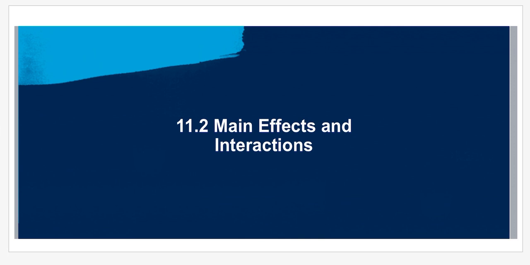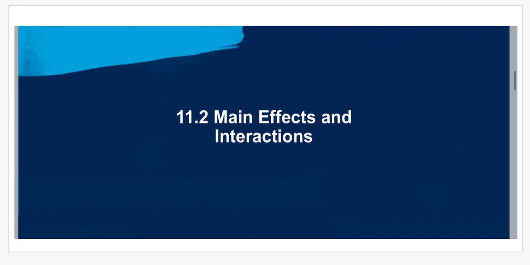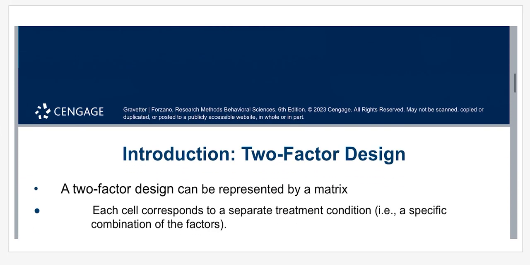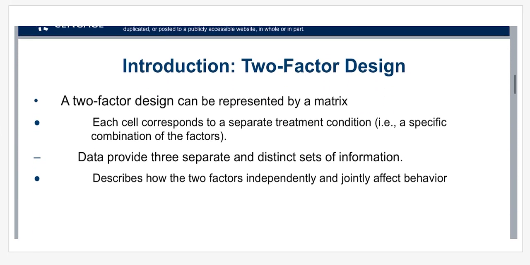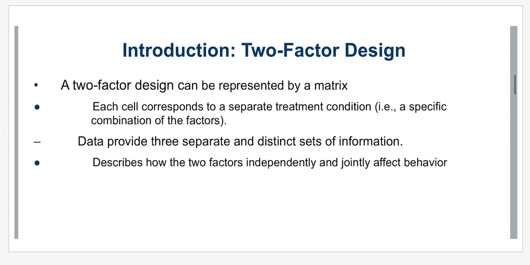And so the first simplest design we're going to discuss to help you understand the whole concept of factorial design, and specifically main effects and interactions, is a two-factor design. Remember, factor is synonymous with independent or quasi-independent variable, right? So when we say two-factor, we're saying there's two independent variables that we're looking at and one dependent variable, right?